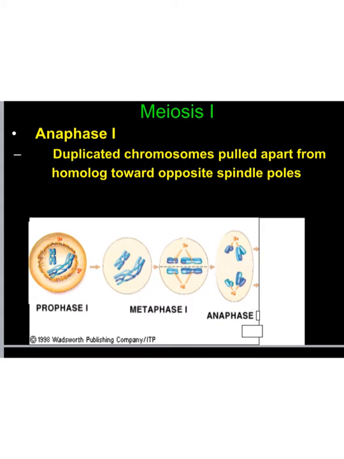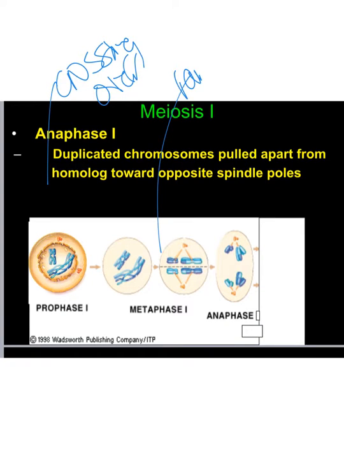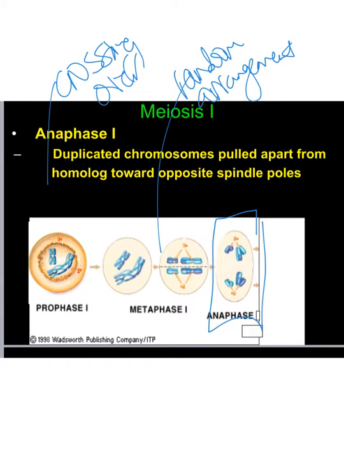Alright, so once we get through metaphase, we get random arrangement. So we have had 2 areas where we have introduced variation. One occurred in prophase. That was the crossing over. And then we had the random arrangement in metaphase. And so now we are ready to continue with meiosis 1, and we enter into anaphase.